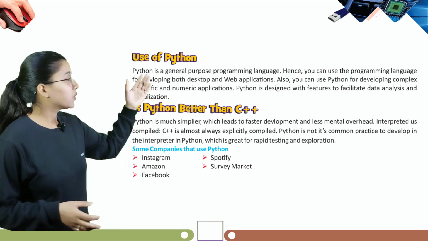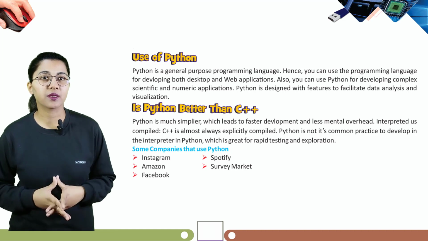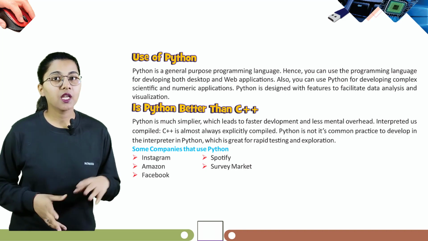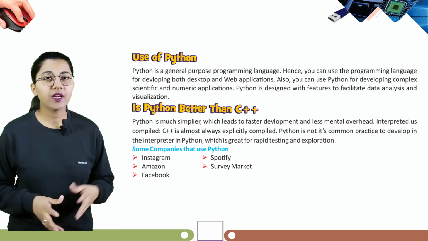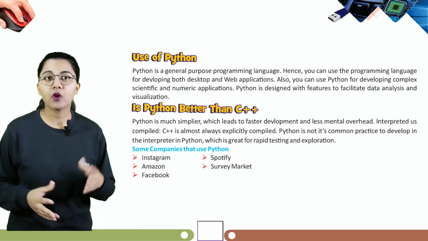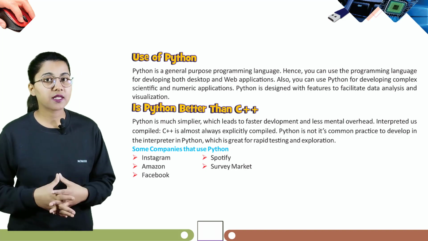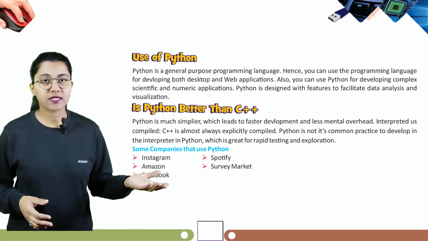Now here we have uses of Python. Where do we use Python, let's read. Python is a general purpose programming language. Hence, you can use the programming language for developing both desktop and web applications. Also, you can use Python for developing complex scientific and numeric applications. Python is designed with features to facilitate data analysis and visualization.